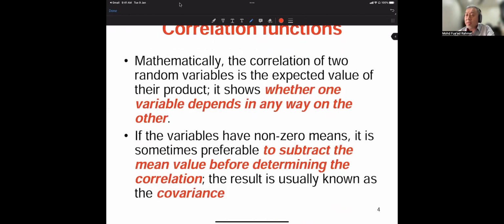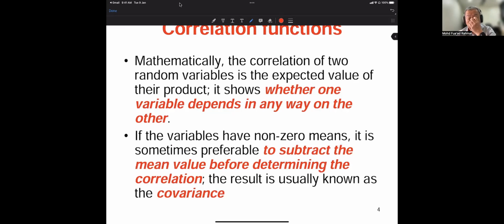Mathematically, the correlation of two random variables is the expected value of their product. What is the similarity between two different signals? What does it inform us? It shows whether one variable depends in any way on the other, between these two different signals.